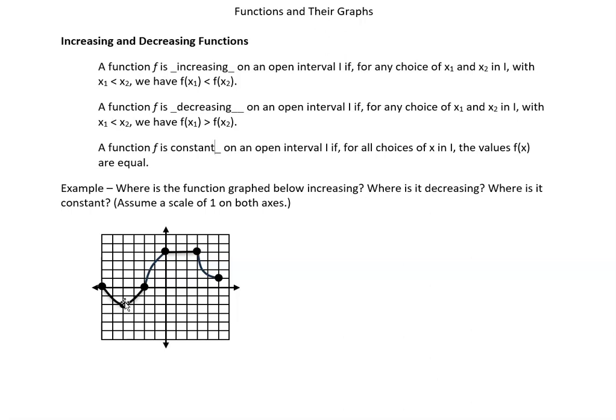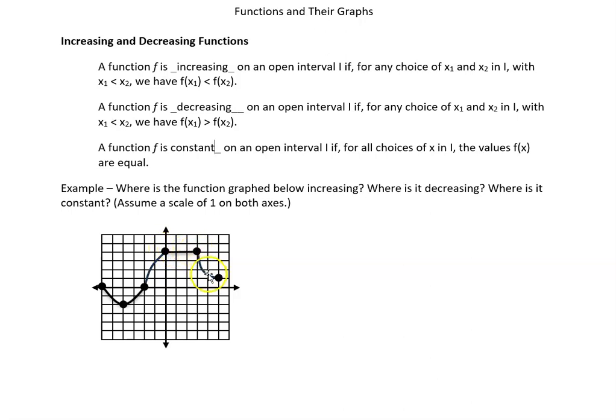At this point right here, we would start going uphill and we would continue going uphill all the way until this point. So anywhere that we would be moving uphill from left to right, that would be where the function is increasing. If we are on level ground on our bicycle, that would be where the function is constant.